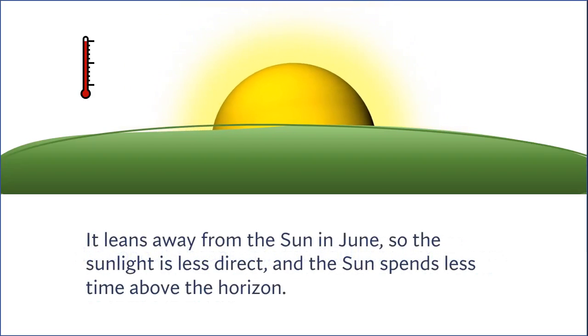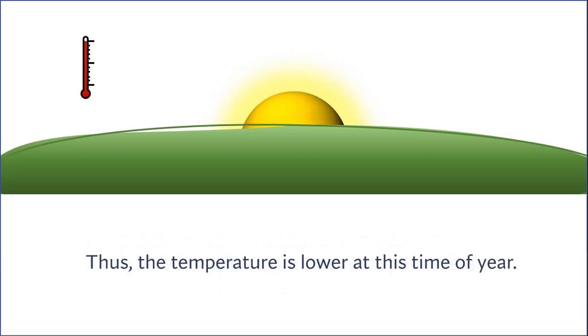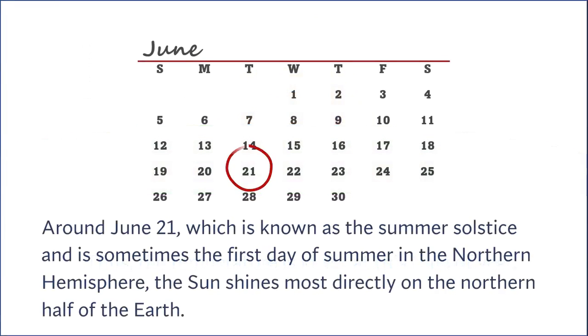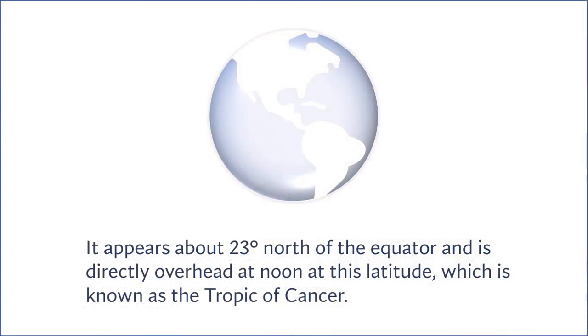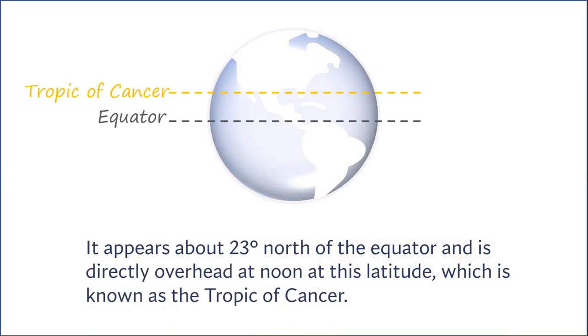It leans away from the Sun in June, so the sunlight is less direct, and the Sun spends less time above the horizon. Thus, the temperature is lower at this time of year. Around June 21st, which is known as the summer solstice and is sometimes the first day of summer in the northern hemisphere, the Sun shines most directly on the northern half of the Earth. It appears about 23 degrees north of the equator and is directly overhead at noon at this latitude, which is known as the Tropic of Cancer.